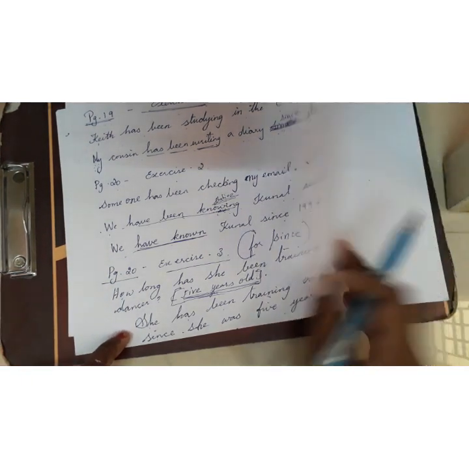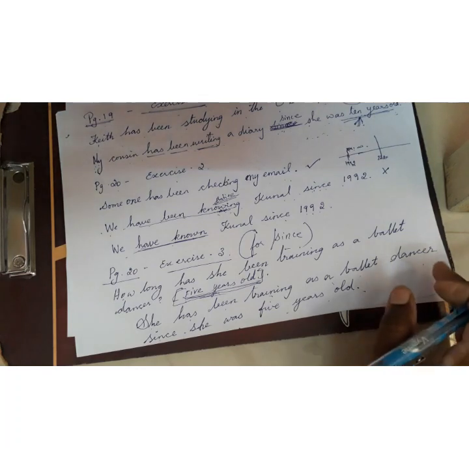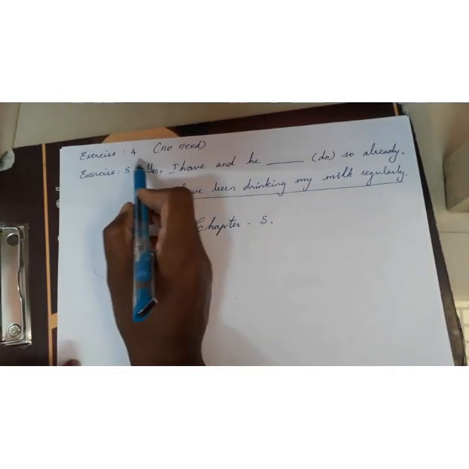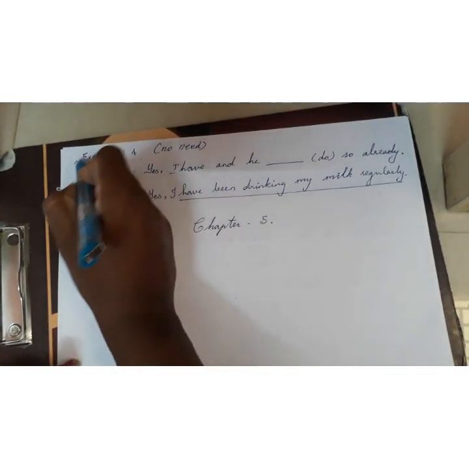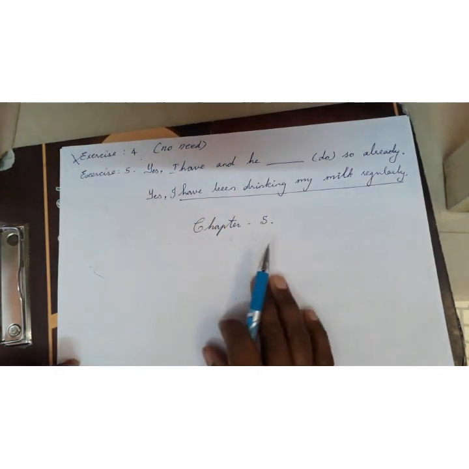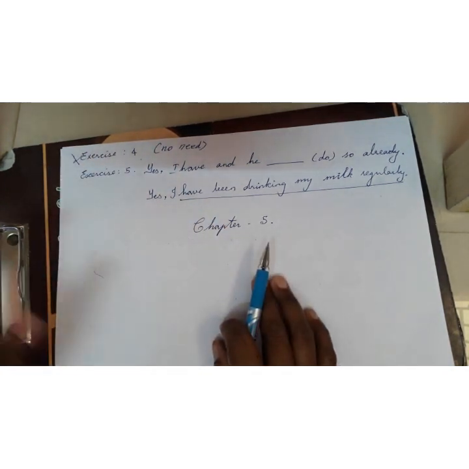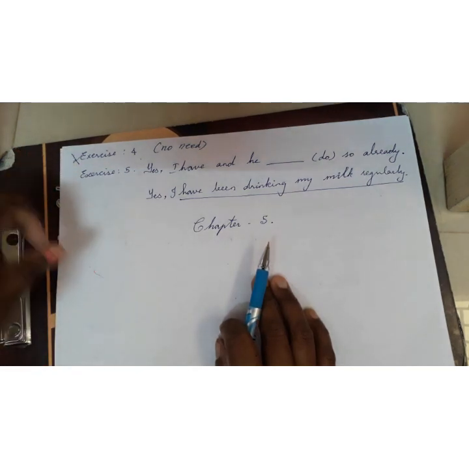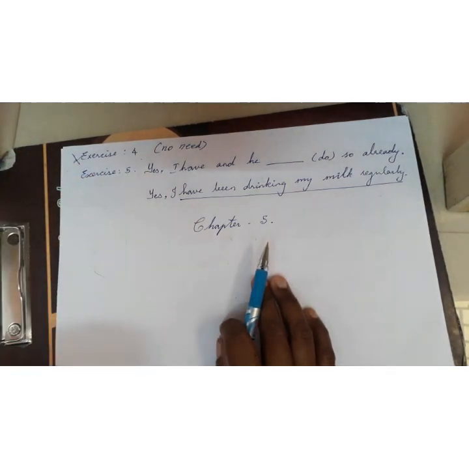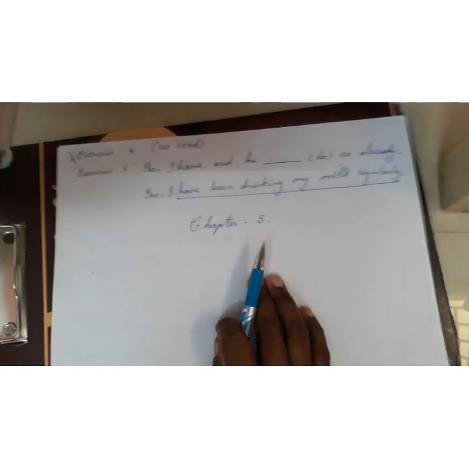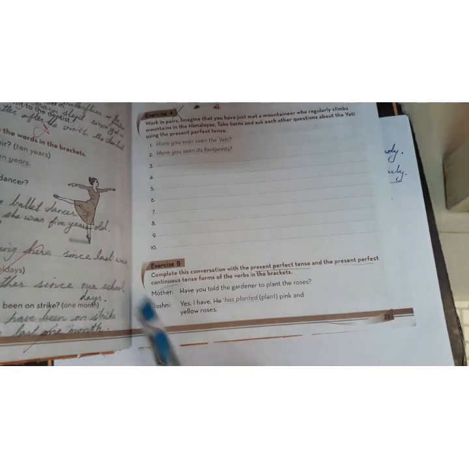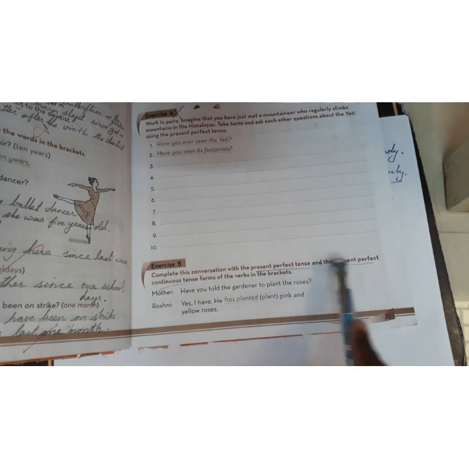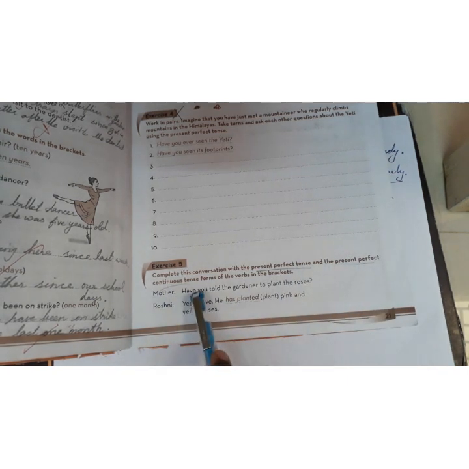Okay, my dear children. And now come to exercise number 4. Right, exercise number 4 we don't want. If you are in the class, I will do it in pairs, but here now it is not needed. And now exercise number 5. Take your exercise number 5. So what is the first thing? We have to use present perfect tense and present perfect continuous tense, right?